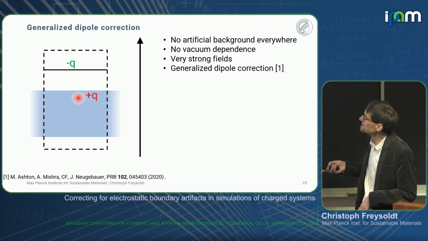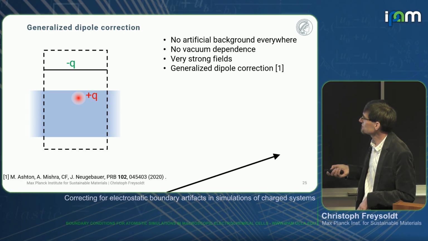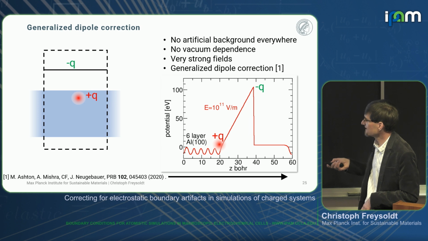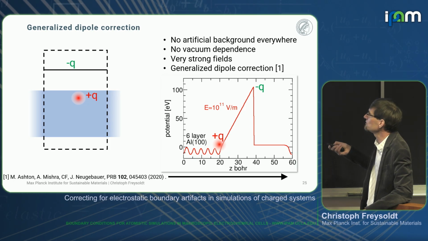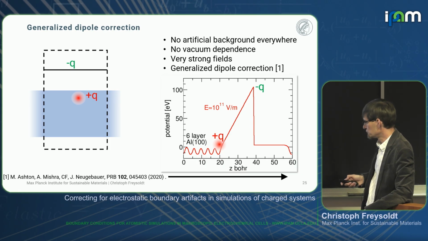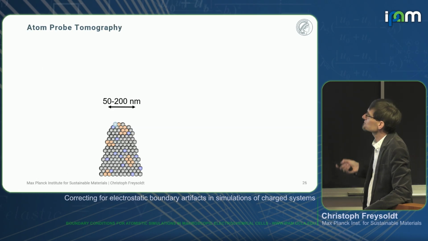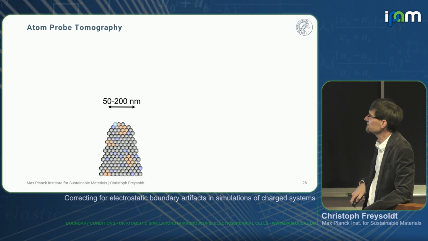So if you just kind of turn the axis here on the horizontal side and look at the, again, toy system, aluminum slab, 6 layers, we can apply charges leading to very, very high fields here, 10 to the 11 volts per meter, with a voltage drop within the supercell of almost 100 volts, without getting into trouble with the electronic convergence or anything. So we really can simulate in this way very, very large fields. Why would we want to do this? Because there's a situation where this matters, and one of them is atom probe tomography.